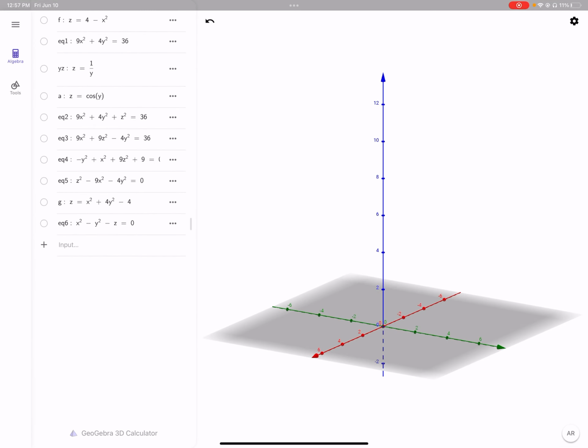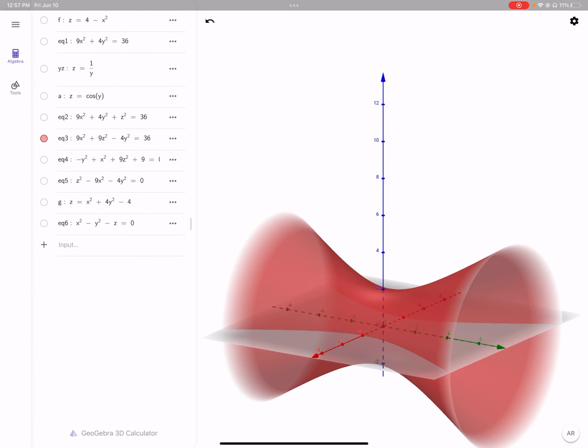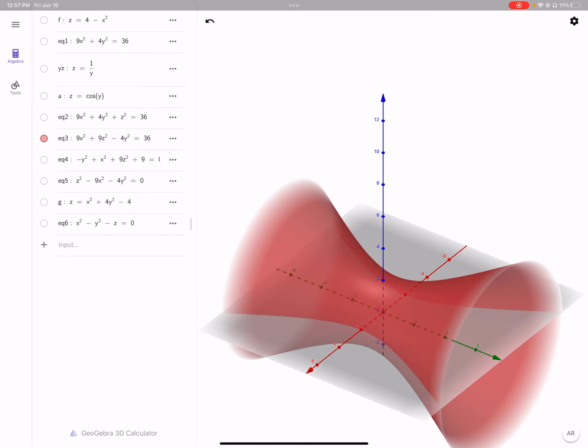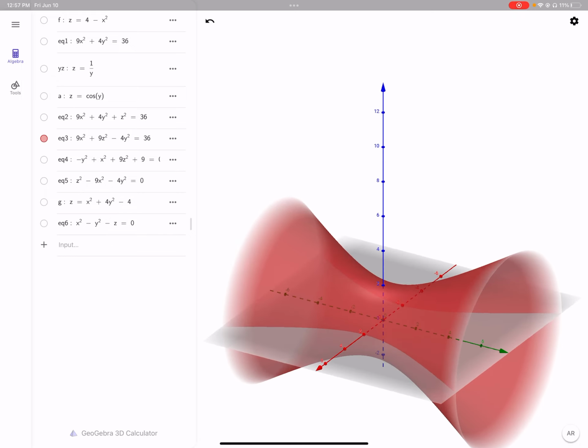So here's my 3D grapher. I'll turn my graph on, turn that one on. That's the graph that we're actually graphing, that it should look like. So I think ours is a little more on top like that. All right, so these 3D graphers are great. You can get a real picture of what it's supposed to look like.